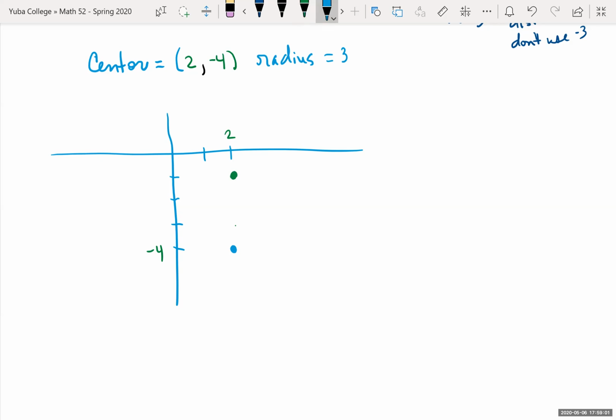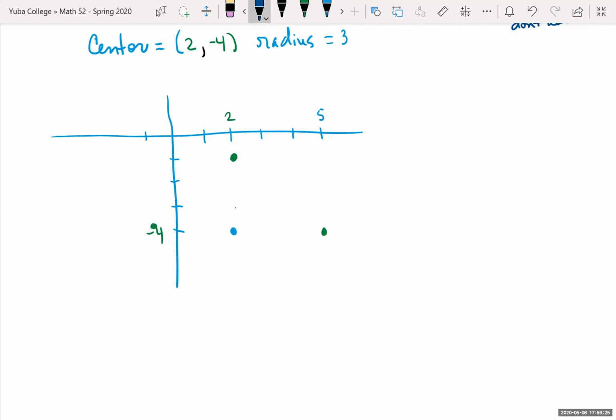If I go to the right 3 from my center, I'd get a point right here. I'm going to go to the left 3, so it's going to hit -1 and have a point right here. And then if I go down 3, I get a point here. So now we have 4 points on the circle. We can connect them and make a circle.